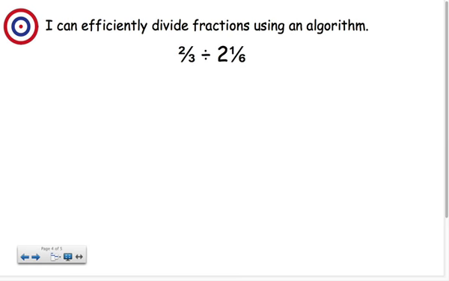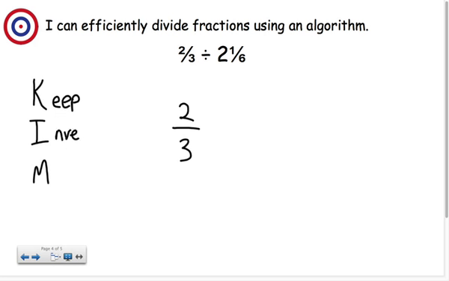All right, we're going to do one more here, and this time I'm dividing a fraction by a mixed number. So again, remember this idea of Kim, my good friend Kim. I'm going to keep the first fraction, 2/3. I'm going to invert the second fraction, but you can see that it's a mixed number, so I'm going to make 2 and 1/6 an improper fraction. That would be 13/6. Now I need to invert it, so what I'll have is 6 over 13. You can see that I've just inverted that fraction.